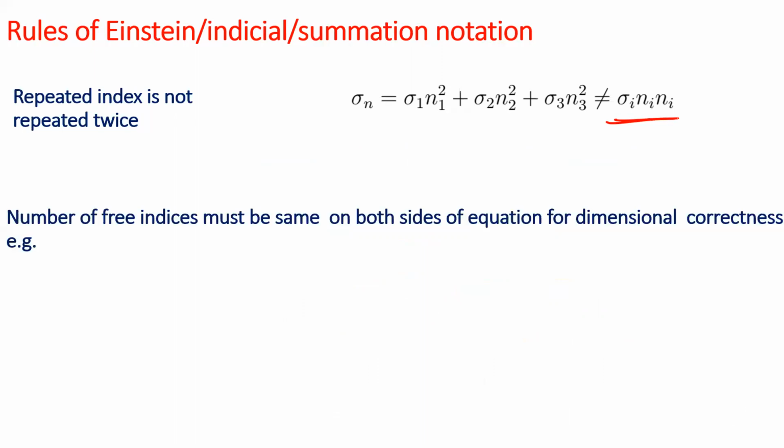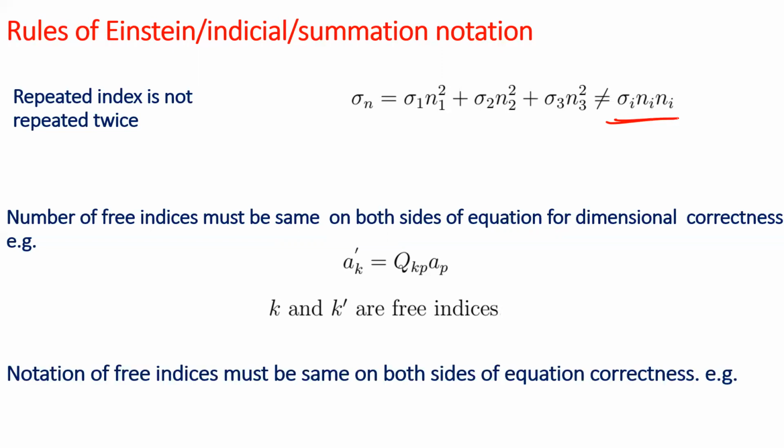The number of free indices must be the same on both sides of the equation. So in this expression, on the right hand side, by now you might have got the concept. P is the repeated index or the dummy index, and K is the free index. So it has to be K on either side. Now, the notation of free indices must be the same on both sides. This statement actually does not hold true. So if it is K here, it has to be K here.